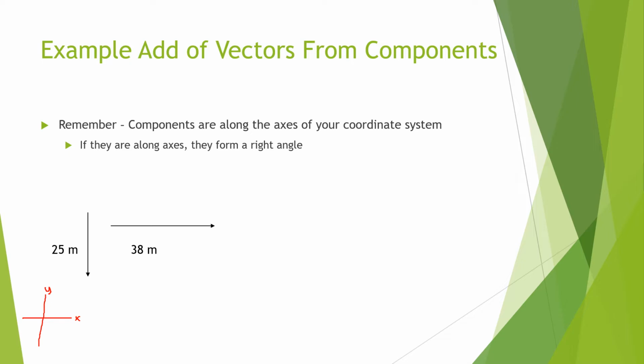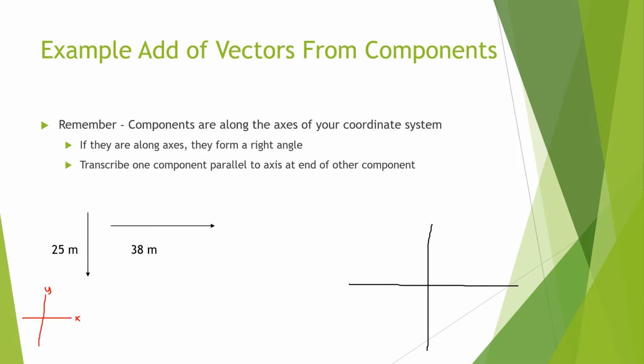So because these are along an axis, they form a right angle. And we're going to take one vector component and we're going to transcribe it along its axis so that it's still parallel to its axis, but at the end of the other component. That may make a little more sense if I show you. So I'm going to draw out a more formal coordinate system to the right. And I'm going to start with my 25-meter down vector. So I'm going to redraw that. And then on my x-axis, I'm going to draw over 38 meters.